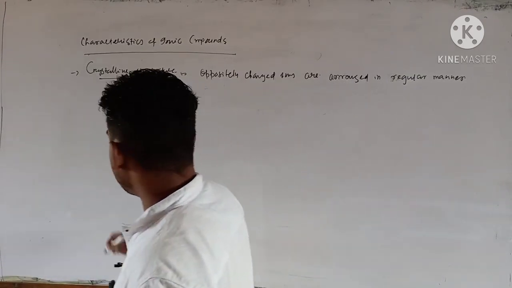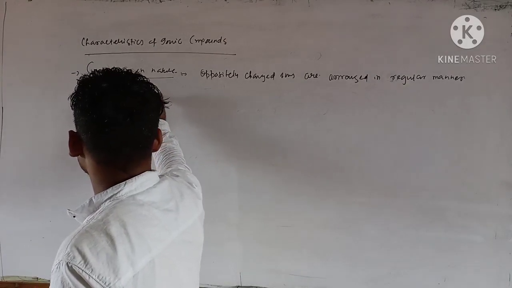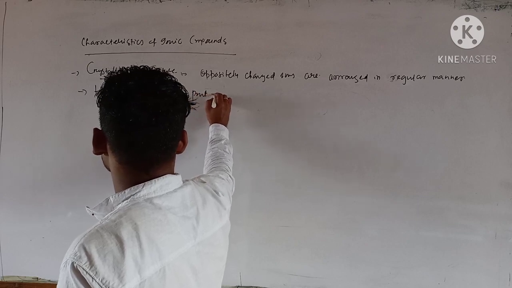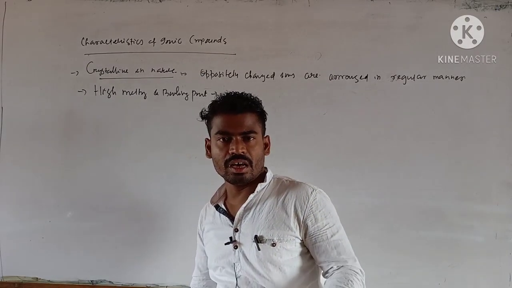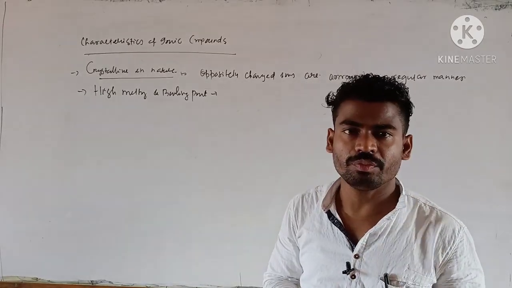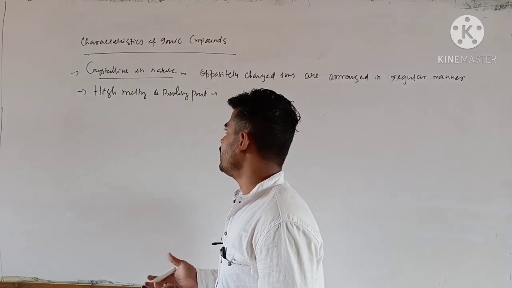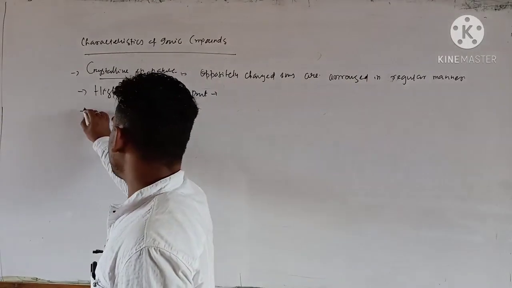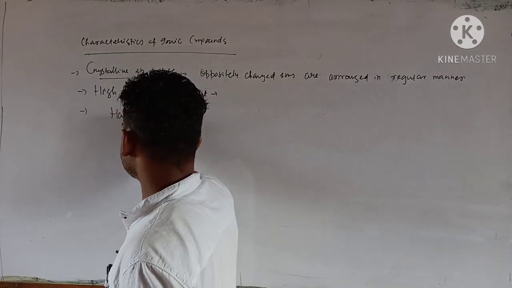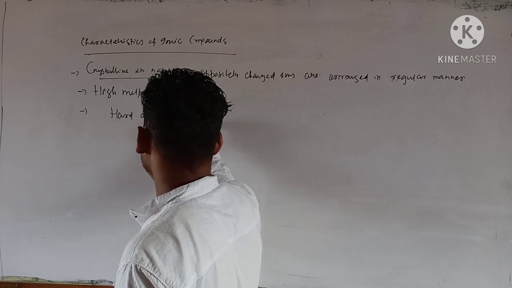Next, high melting and boiling point. Since the constituent particles are oppositely charged ions held together by a strong electrostatic force of attraction, they definitely have high melting and boiling points. And all ionic solids are very hard and brittle in nature.